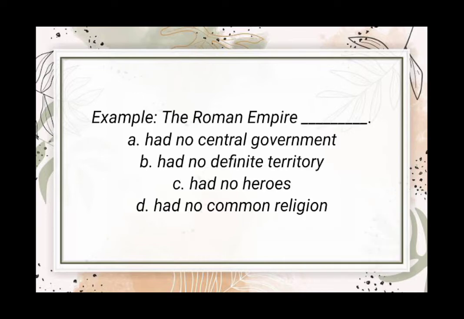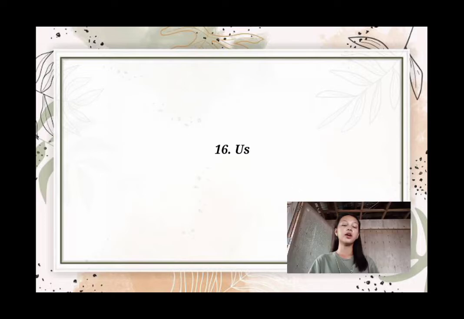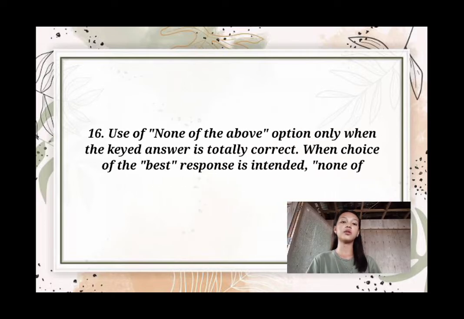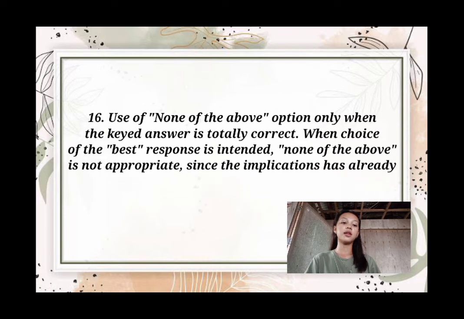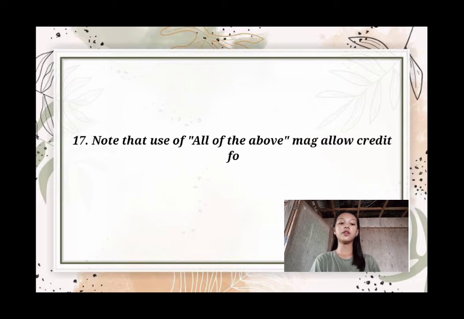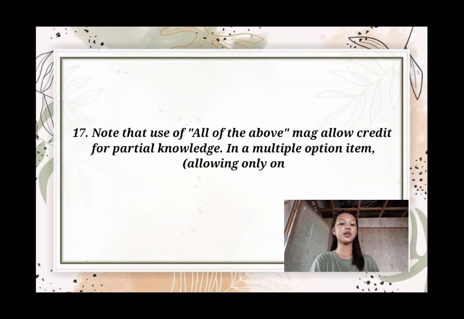Here is an example of a question which has no question. Avoid it by all means. Use none of the above option only when the keyed answer is totally correct. When choice of the best response is intended, none of the above is not appropriate, since the implication has already been made that the correct response may be partially inaccurate. Note that use of all of the above may allow credit for partial knowledge.